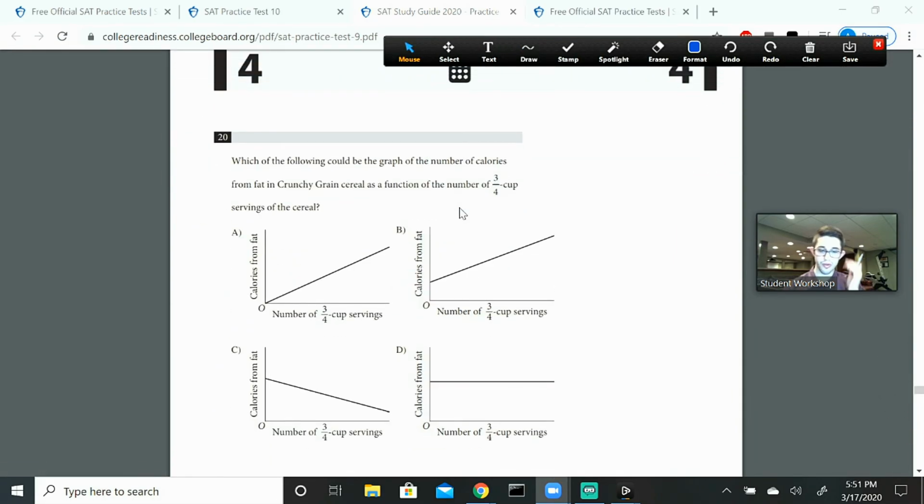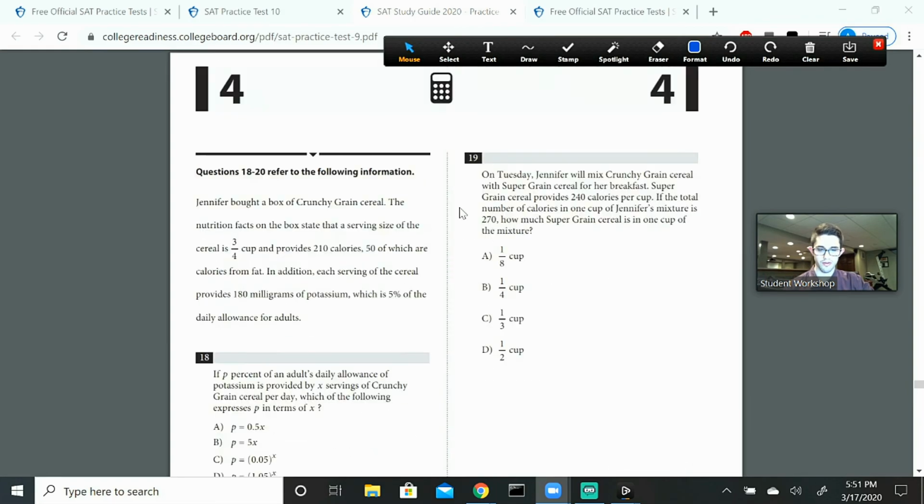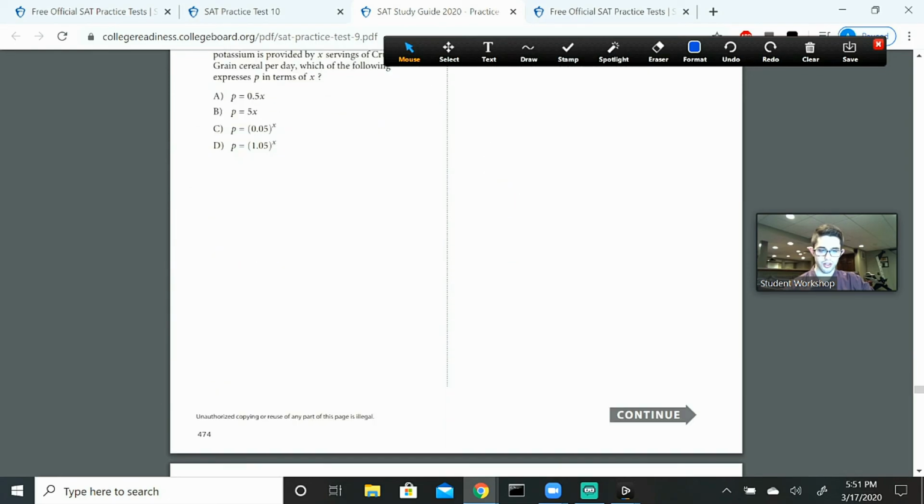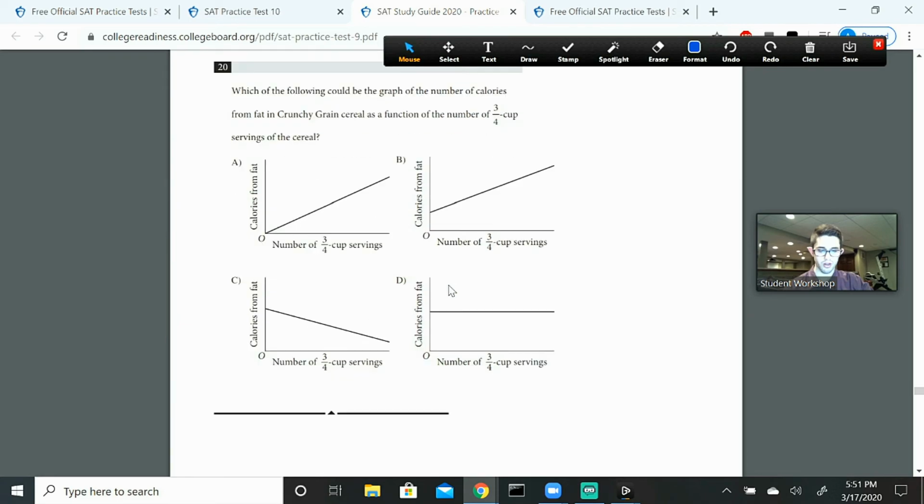Number 20, which of the following could be the graph of the number of calories from fat in crunchy grain cereal as a function of the number of 3/4 cup servings of the cereal. So if we look back up at the top, calories from fat was, I think, 50, which is linear. So it should be an increasing linear function, slope of 50. And so it can't be C or D, because obviously if you have a million 3/4 cup servings, you're not going to only have 50 calories from fat. It's not going to be the same.